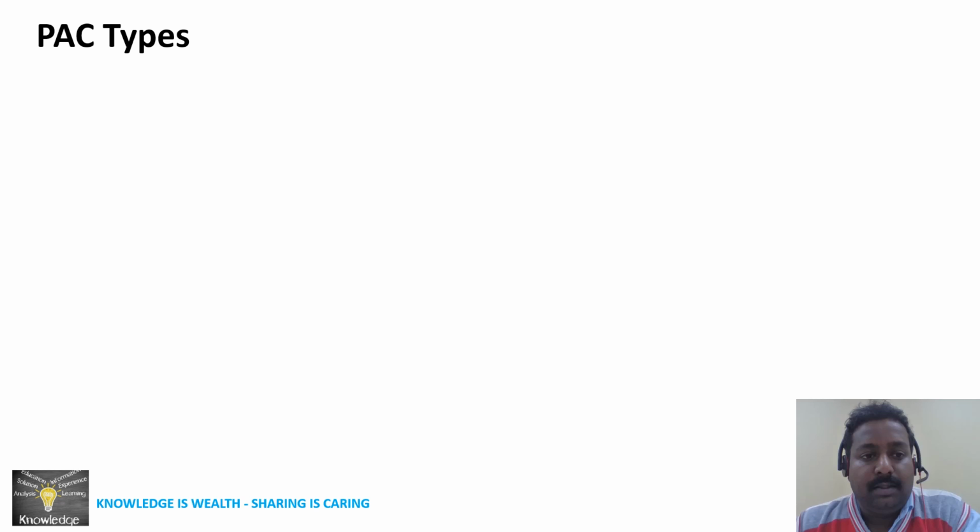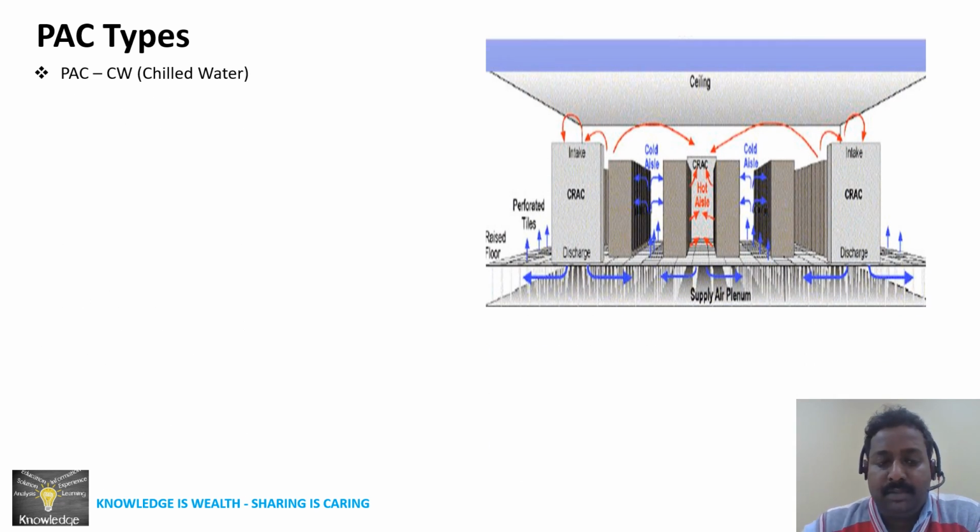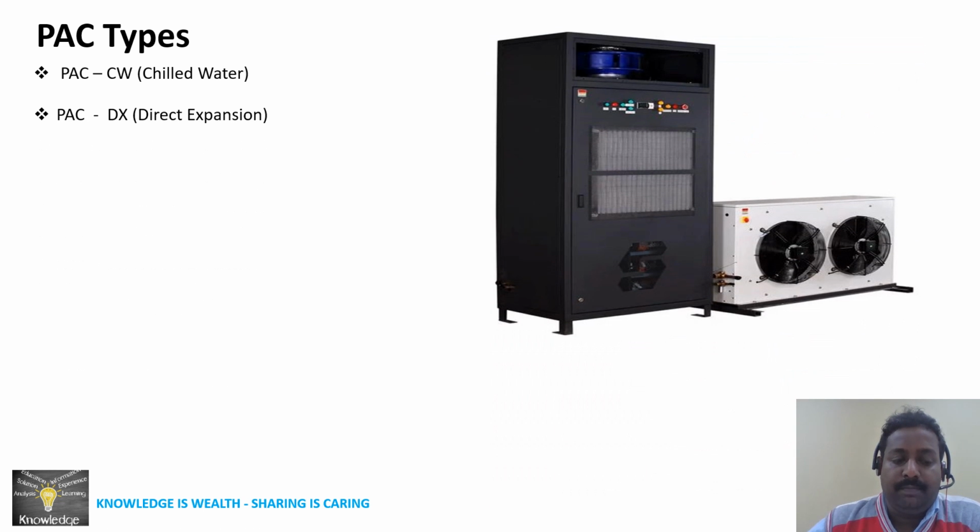Let us see the types of precision air conditioning units. We already discussed PAC with chilled water, which we usually call CRAC units: computer room air conditioning units supported by a chilled water line through an air cooled chiller, a water cooled chiller, or a combination of both. Next are DX units, direct expansion units, where the indoor units are placed nearest to the lab and data center area, and the outdoor units are located in balconies or the nearest balcony or terrace area.